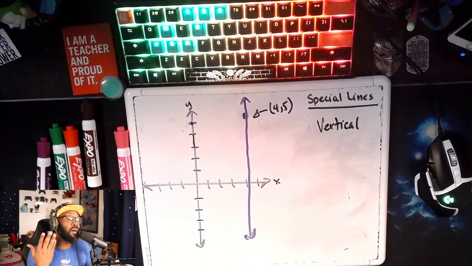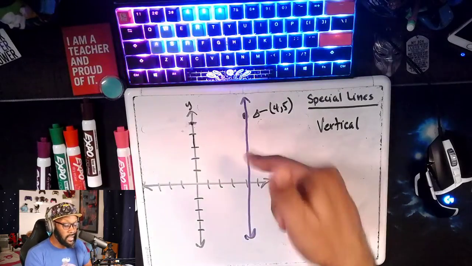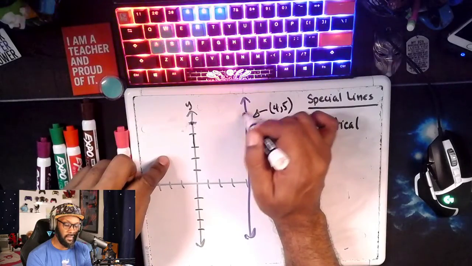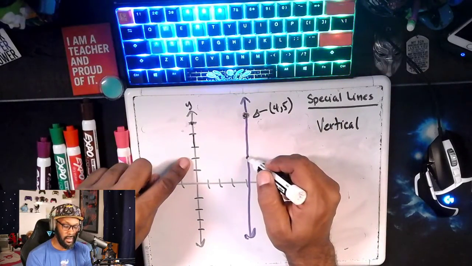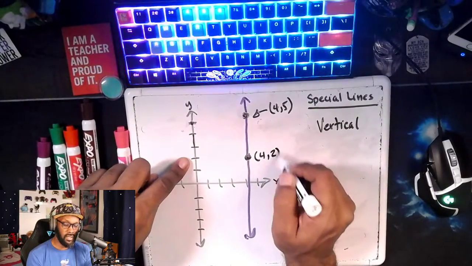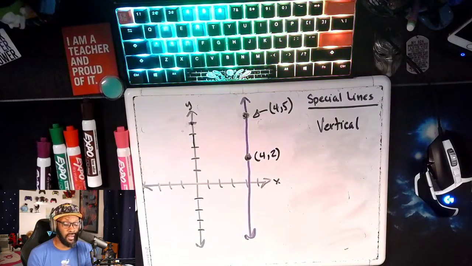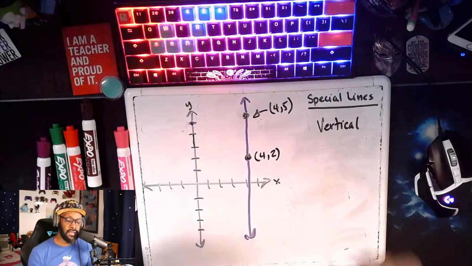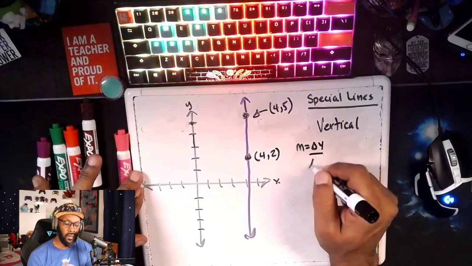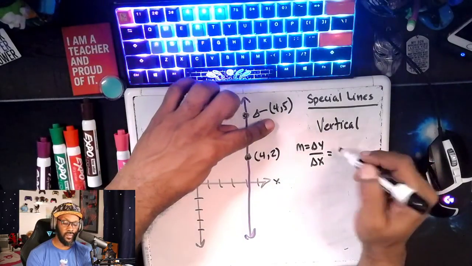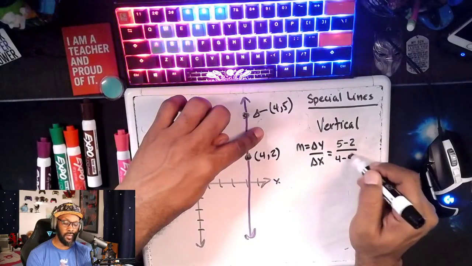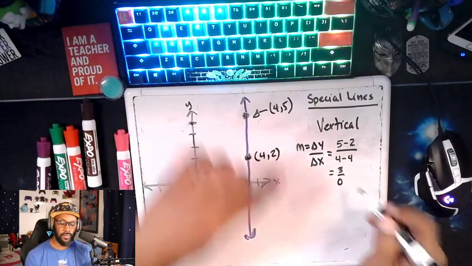In the same vein, you may already know what the slope of this is. But let's say I pick another point on this line. I'm going to come down here. I picked (4, 5). I'm going to come down here and pick (4, 2). It doesn't matter; you can use any point that you want as long as it's on that line. And let's say I wanted you to determine the slope of this. Well, change in y over change in x: 5 minus 2 over 4 minus 4. You're going to get 3 over 0.